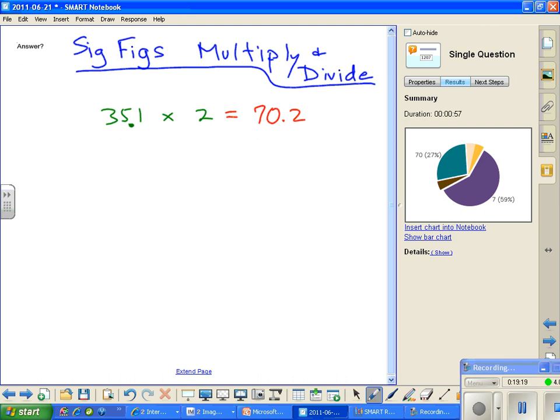Now, how many sig figs do we have here? 1. How many sig figs here? 3. So 1 is the winner. So here's where we draw the line. This number doesn't round that up, does it? Nope. But it still can't be 7, because 7 would mean that the decimal was between the 3 and the 5. The magnitude of the number is wrong.